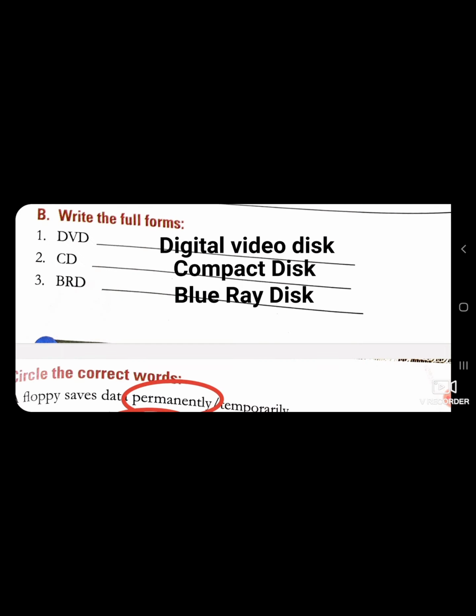Now see the B part. Write the full forms. My dear students, you are provided with some full forms of storage devices. See the number 1. DVD. Full form of DVD is digital video disc. Number 2. CD. Full form of CD is compact disc. Students, DVD and CD, they are both in round shape and they store data. Number 3, BRD. BRD stands for Blu-ray disc. It looks similar with DVD and CD, but it is in blue color. So BRD stands for Blu-ray disc.